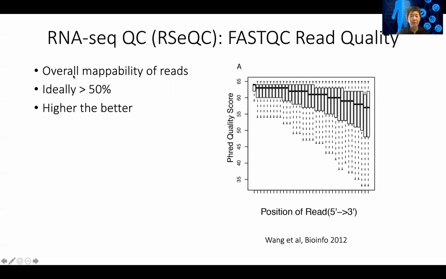The very first QC measure is the overall mappability of the reads. Ideally, you want 50% of your reads to be mapped to the genome, and the higher the better. And you can also look at the quality score of your read relative to the location of the read. And again, the higher the better. So usually at the beginning of the reads, the quality is better, and as you go longer and longer in the reads, the quality decreases.